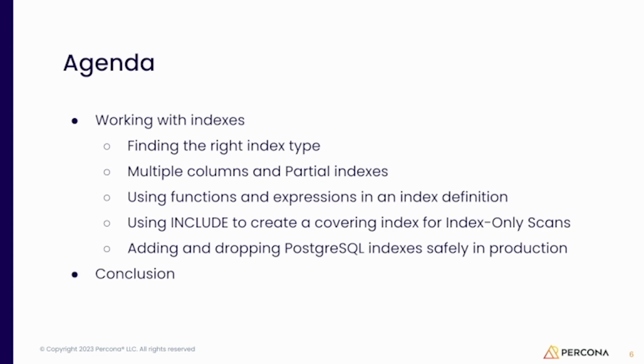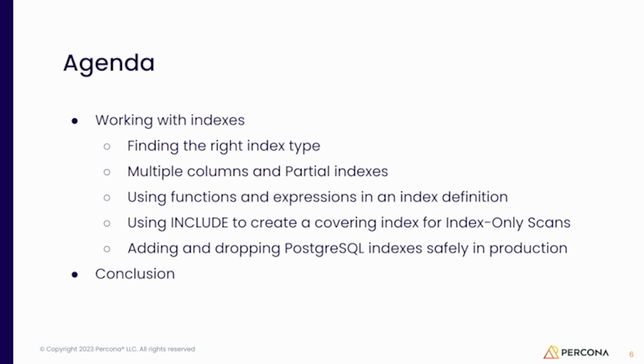After talking about those index types, we're going to do some work. Let's work with indexes. How do we find the right or better index type? How can we use multiple columns or partial indexes on the database? Can we use functions or expressions to define an index on Postgres? We'll see that's also quite interesting and can improve performance a lot.